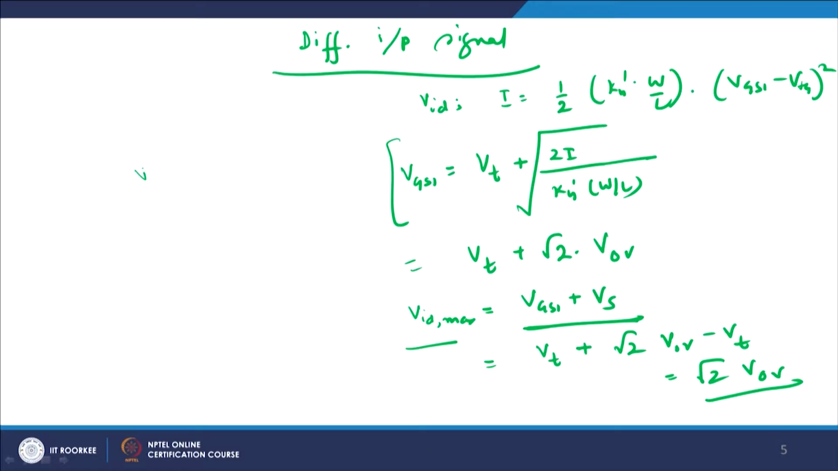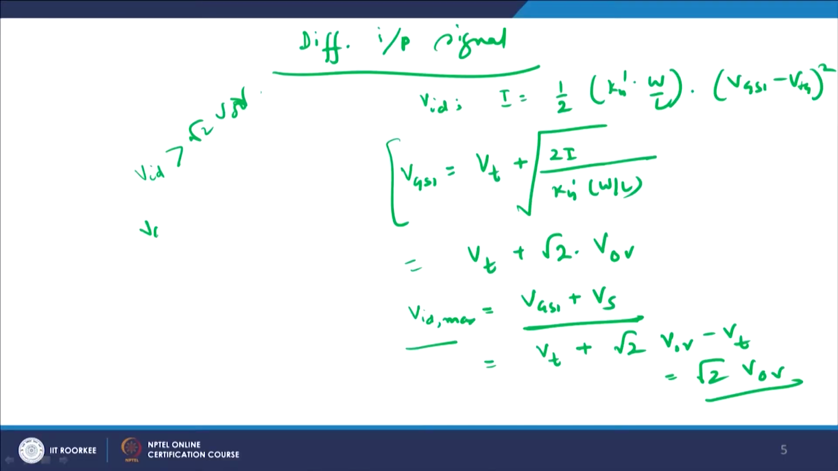So, VID max is this much which you get, which means that if VID exceeds root 2 V overdrive, then what will happen is that all the current from one arm will be routed through the other arm, the other arm will remain almost in the cutoff position, right, and that is the reason you do not draw it. So, VGS1 will be written as Vt plus root 2 V overdrive, which means that as Vs goes on increasing, right, Q2 will be switched off.